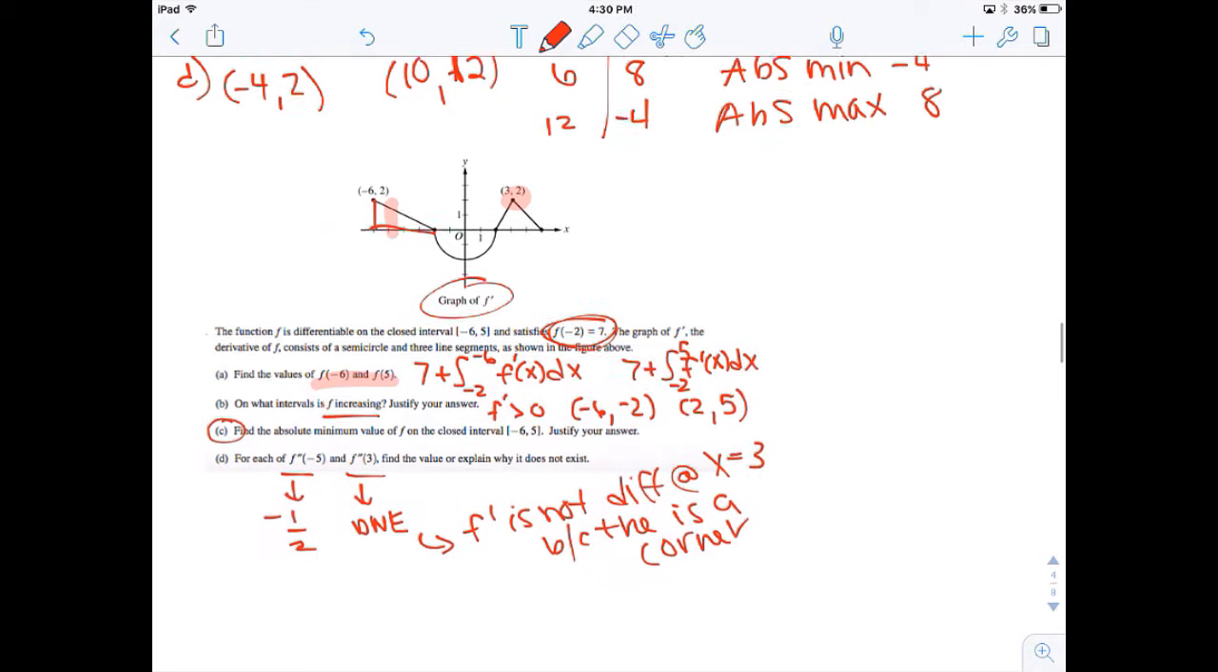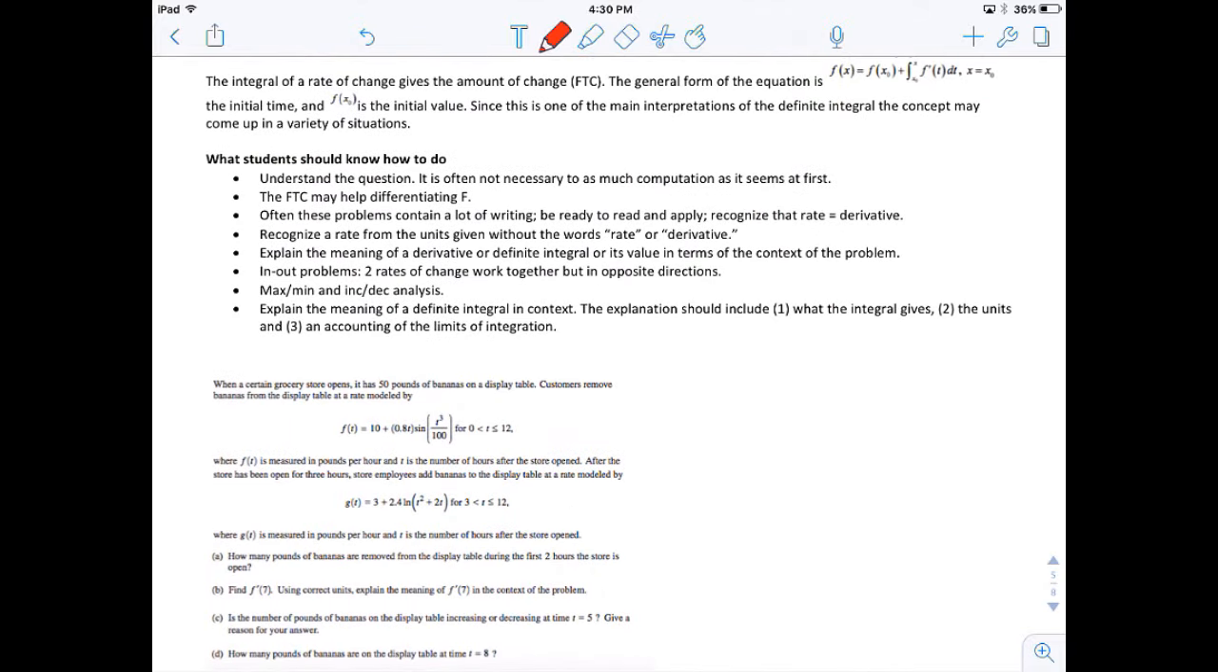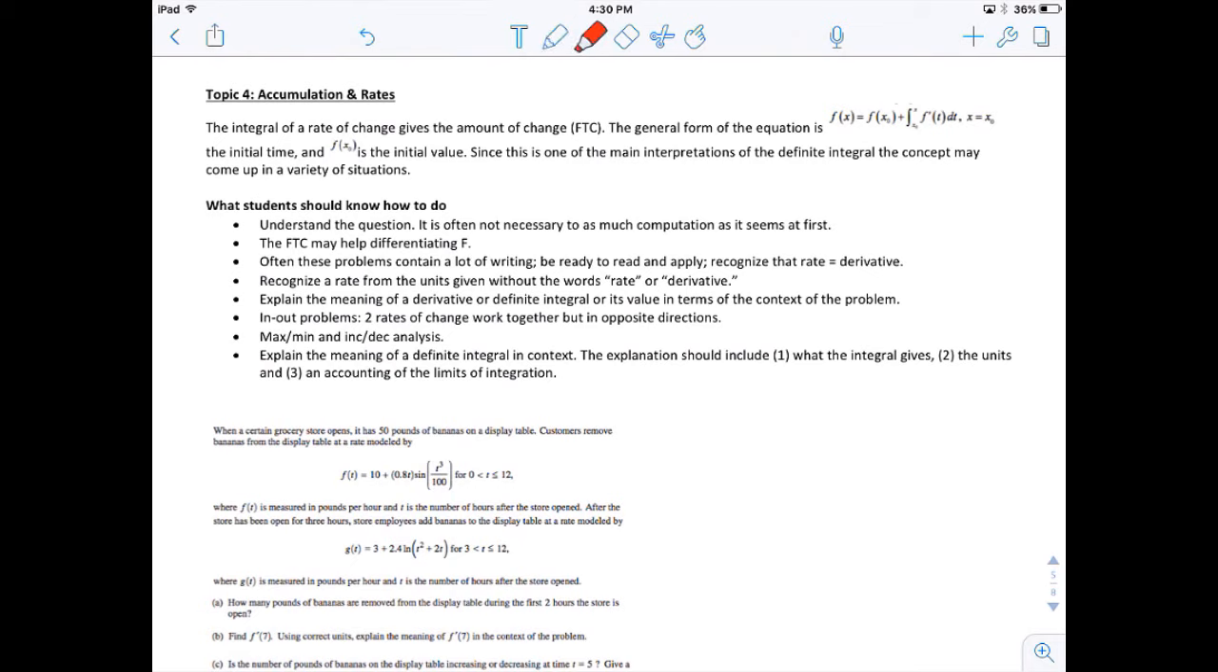But the big thing to remember here is initial plus net. Know that it's often not necessary to do as much computation. Often they'll just say write an expression or something like that. So remember, we may use the fundamental theorem. Often these have a lot of writing.